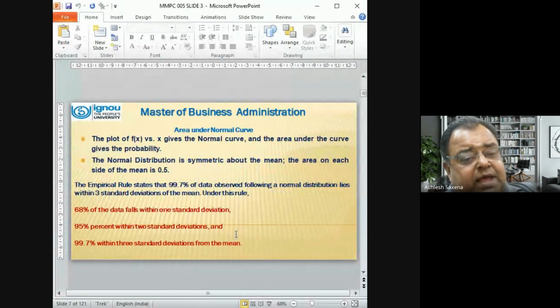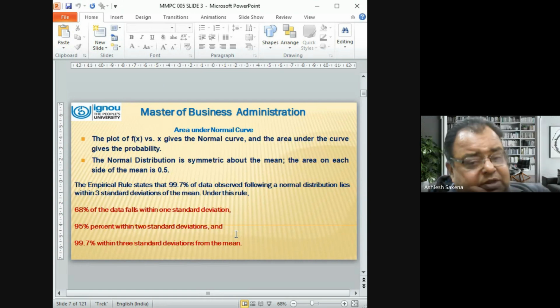Now we talk about the area under the normal curve. We plot f(x) versus x, which gives us the normal curve, and the area under the curve gives the probability. The normal distribution is symmetric about the mean, and the area on each side of the mean is 0.5. 0.5 on the left and 0.5 on the right.